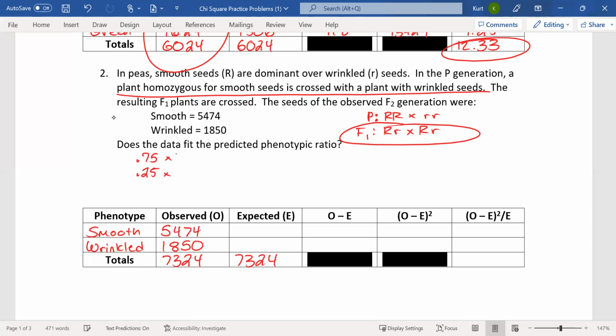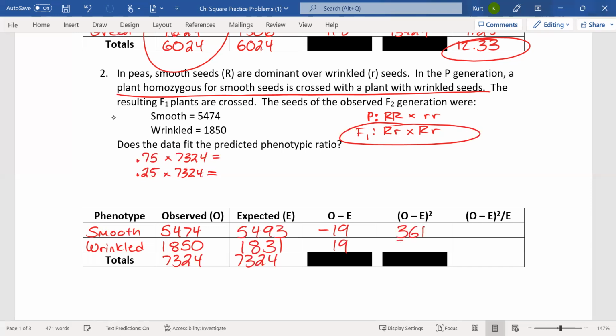You multiply those frequencies by the total. What is 0.75 times 7324? 5493. I'm going to go ahead and write that in the box. And what is 0.25 times 7324? 1831. Okay, that's the hard part. Now everything else is just basic math. 5474 minus 5493, negative 19. 1850 minus 1831, it's 19.